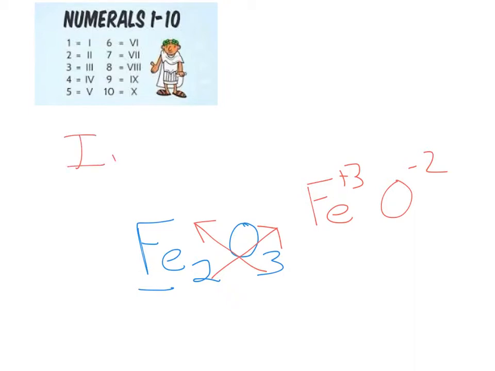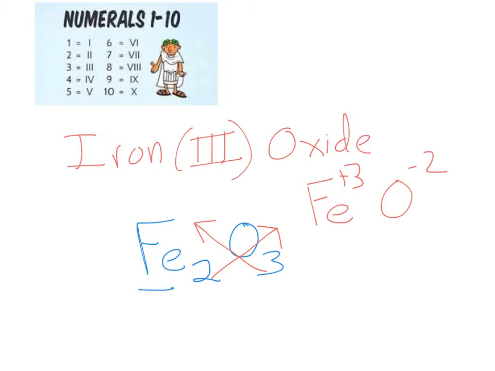So I know that if I were to write the name of this compound, it would be iron 3 oxide. You just do the opposite, and that's how you can take a compound and get the name out of it.